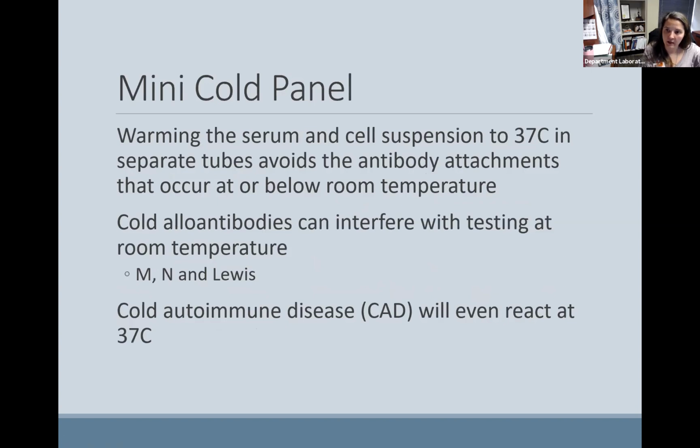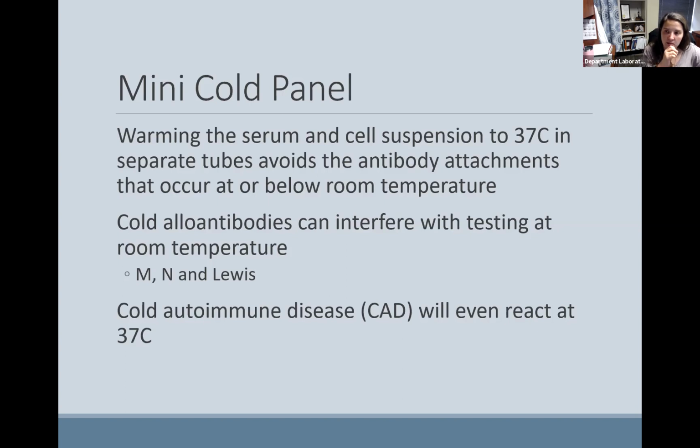Right, so one way that you can disperse this agglutination from a cold reacting antibody is you can warm it up to 37 degrees. This would be like a pre-warming technique. So you warm your patient plasma, you warm your reagent cells, and then you mix them together, incubate them together, and then you will read for agglutination, okay? And then some antibodies that are known to cause this interference are anti-M, N, and Lewis.